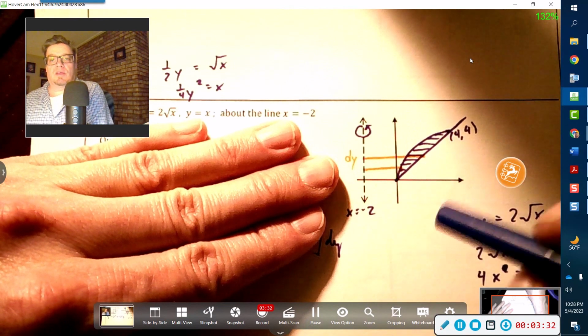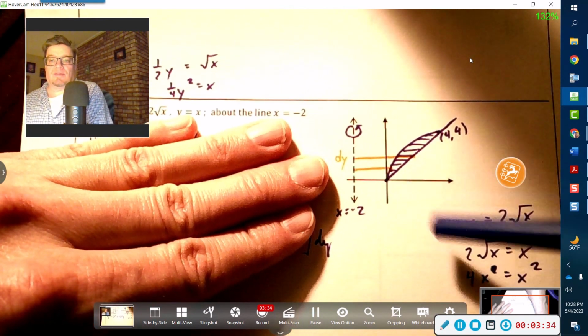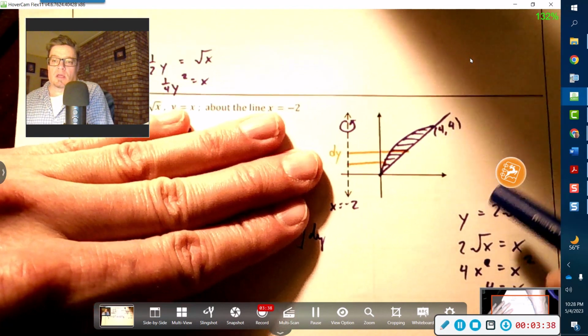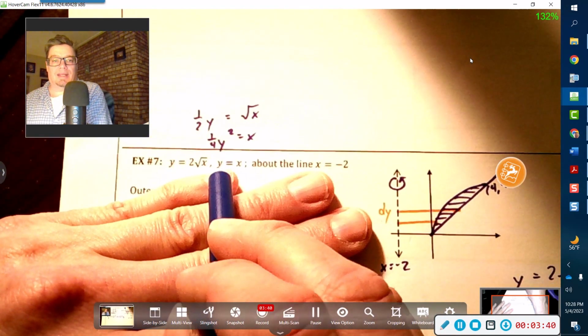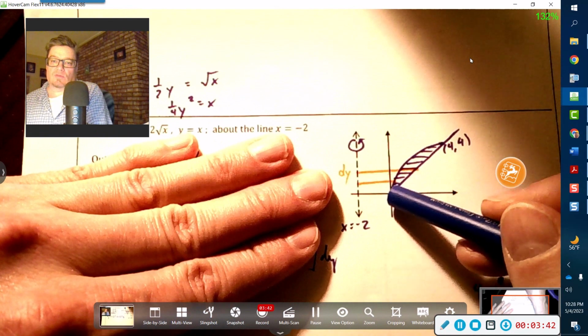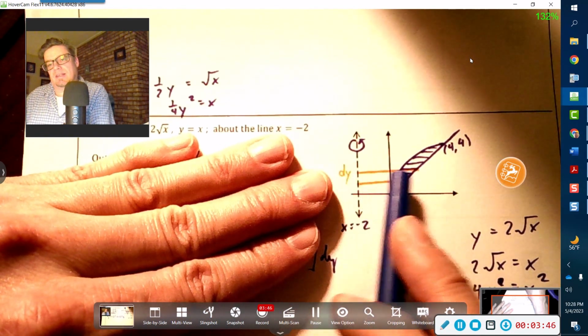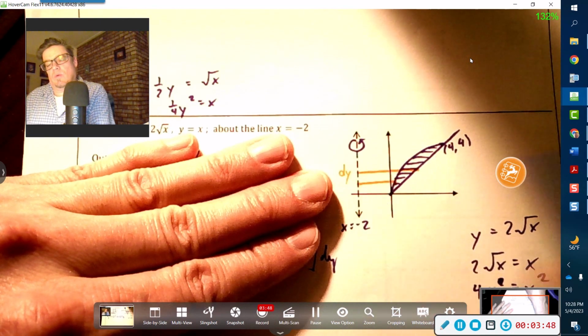Now once we graph these, you'll see that we've got y equals 2 radical x. That curve is right here. You've got the other line, it's y equals x, that goes right underneath it. But from our perspective, if we're going to slice this way, the line is the one that's on the outside.